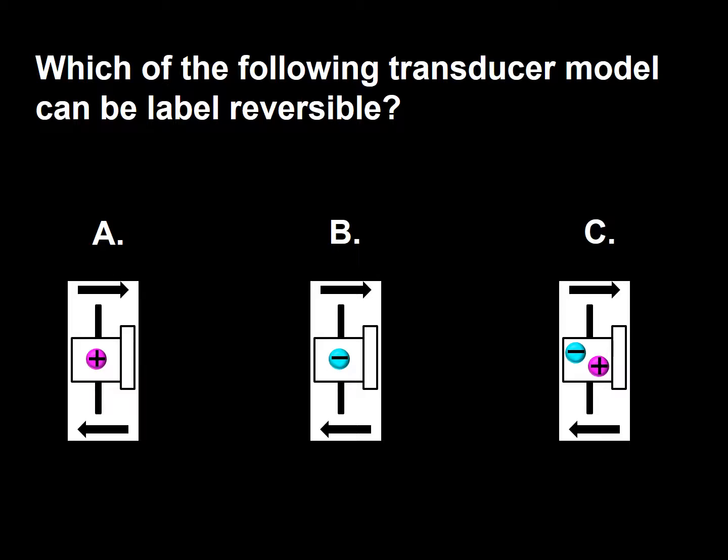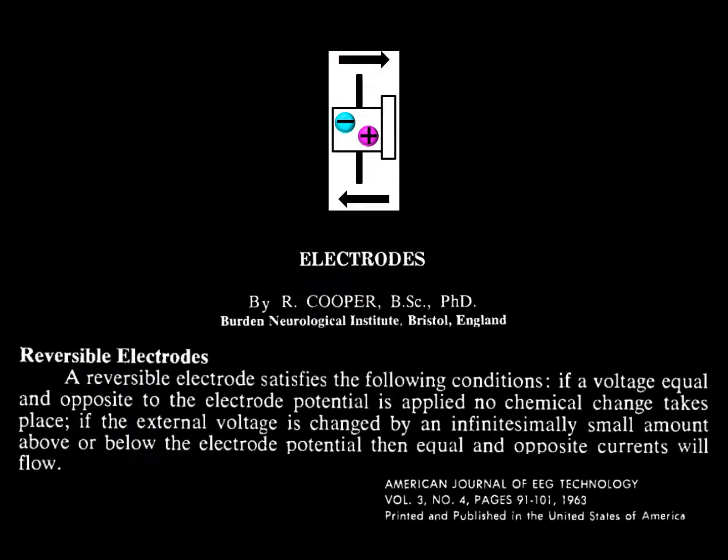Next question. Which of the following transducer models can be labeled reversible? A, just with positive charges. B, just with negative charges. C, with negative and positive charges. I hope you find the answer to this question obvious. I added this clip from the paper by Cooper written in 1963 because I remember seeing a question based on these statements on one of my boards.